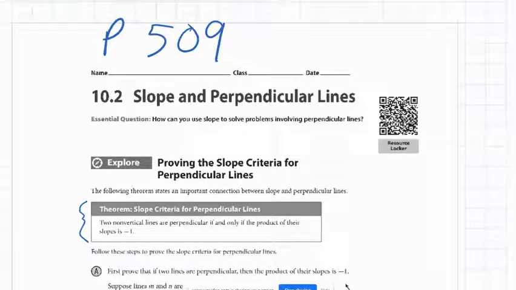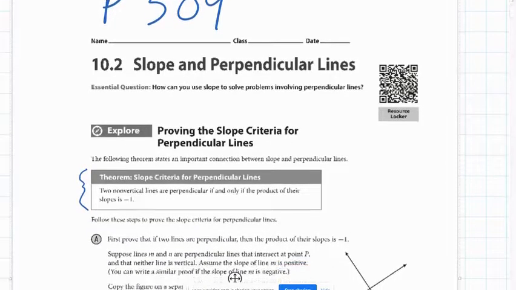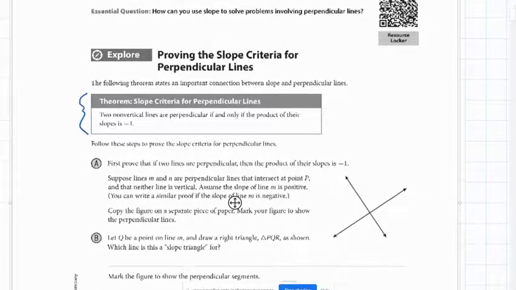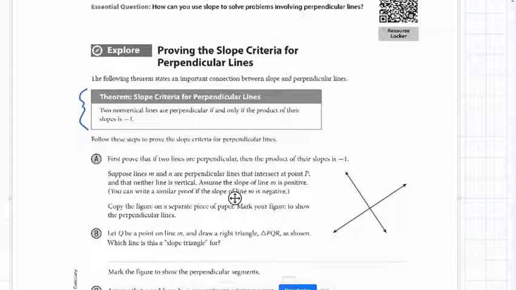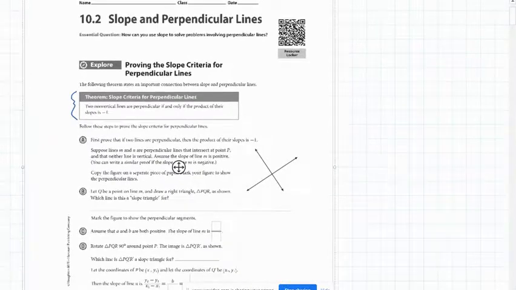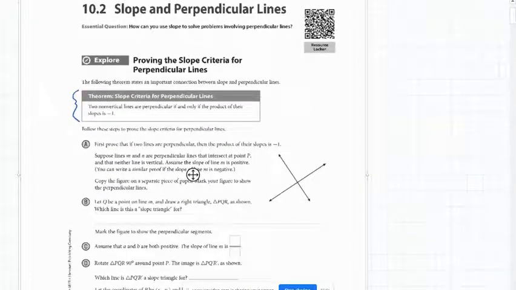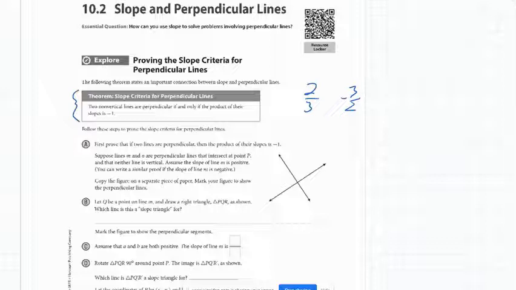Let's go ahead and turn your books to page 509. It starts off with a little bit of review in this statement. Now, we have said all along that two lines are perpendicular if their slopes are opposite reciprocals. So, for example, 2/3, and the opposite reciprocal would be -3/2. And so if you take a fraction and flip it upside down and change the sign, we've said that will give you perpendicular slopes.